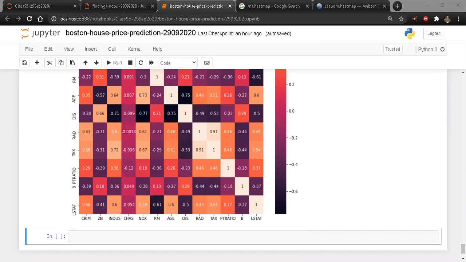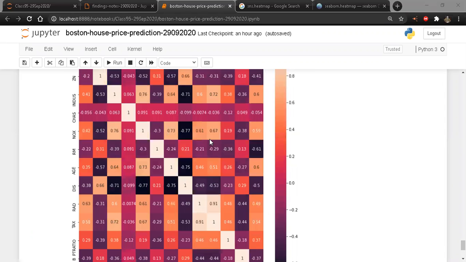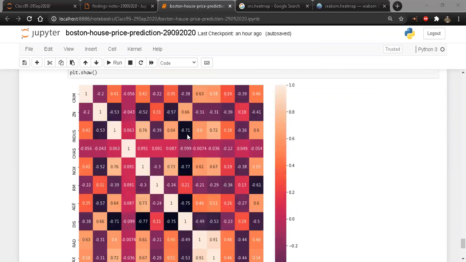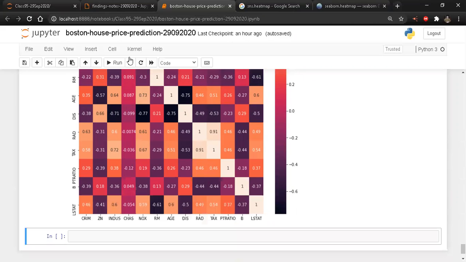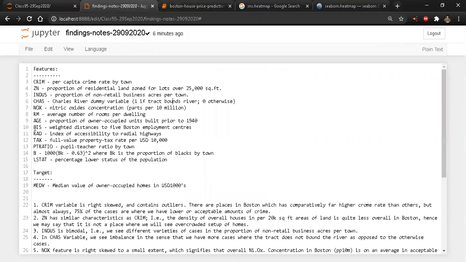So we need to join these two data frames. We have not created a data frame of the targets, but let's just quickly look into this output first, and then maybe we are going to do that. So first of all, I see a negative value over here. Obviously, there is a negative relationship between Indus and DIS, and there is also a negative relationship between NOX and DIS, and between age and DIS. Let's try to find this. What is this? Weighted distances to 5 Boston employment centers and age. These two are negatively proportional.